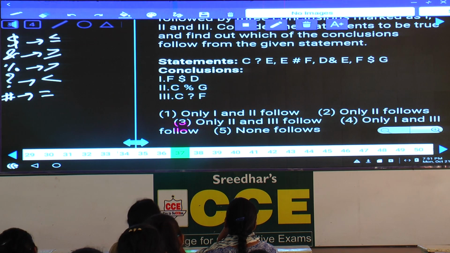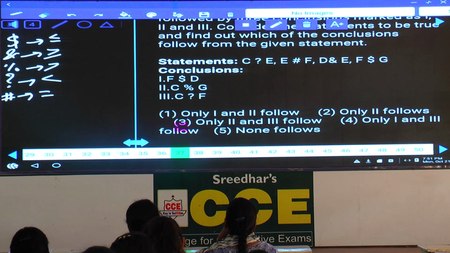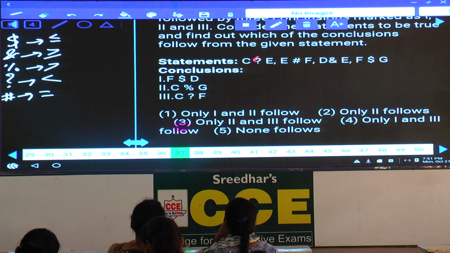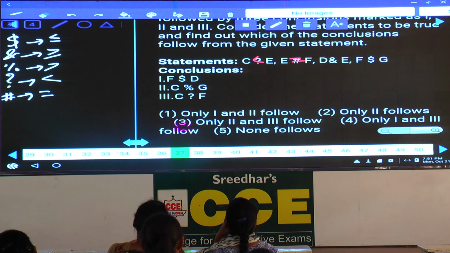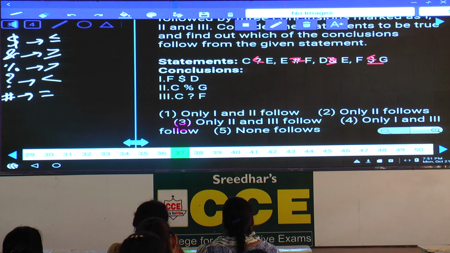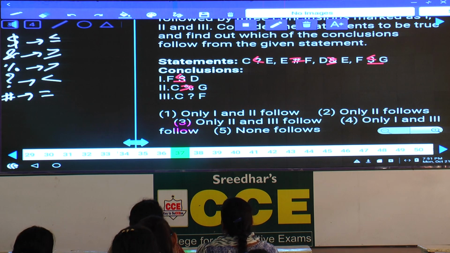Then question number 37. Now in this 37, C question mark E. C question mark E means C is lesser than E. Next, hash stands for equals to. Next, percentage stands for greater than or equals to. And next, dollar stands for lesser than or equals to. Now dollar is lesser than or equals to. Now this is greater than. Question mark is lesser than.